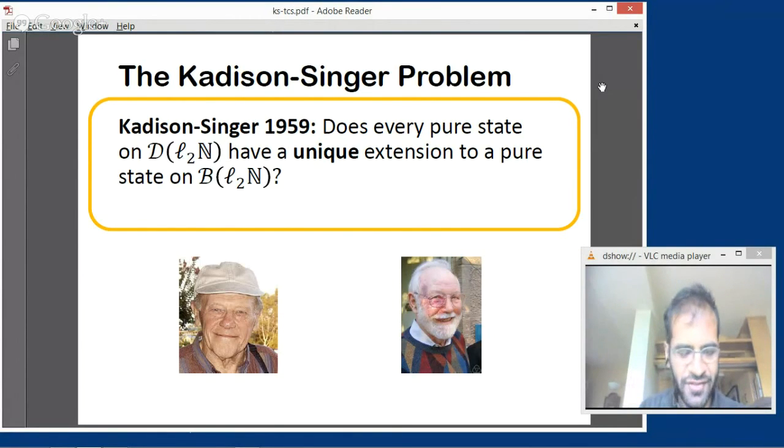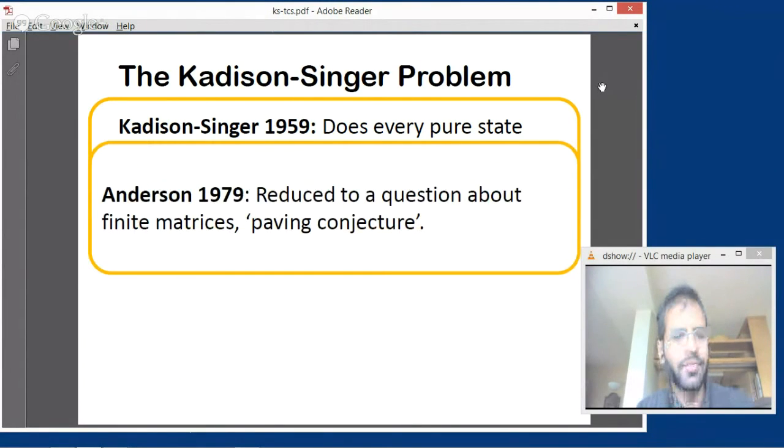The point is that this became an important question in operator theory, and many approaches were developed to solve it. One of the approaches was initiated by Anderson in 1979. Anderson reduced this to a question about finite matrices, to a very simple, basically combinatorial question about finite n by n matrices that we all know and love. And this was called the paving conjecture.